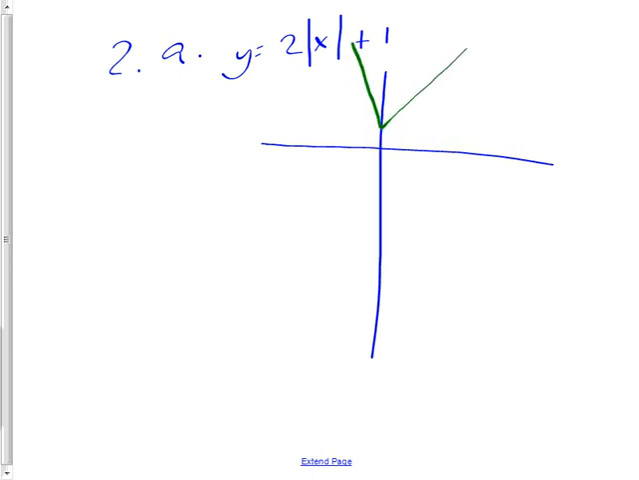All right, so there we go. I moved it up 1 like I was supposed to. Now I can look at my picture and say, what's the range? Oh, what's the lowest it goes? Highest it goes? Easy.